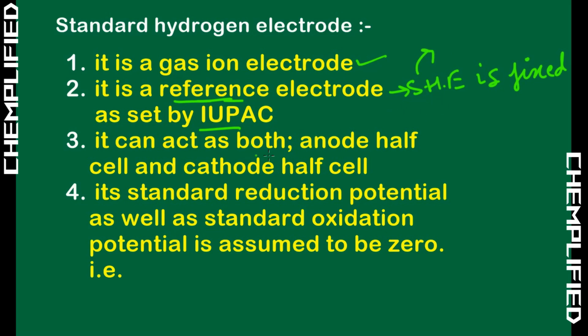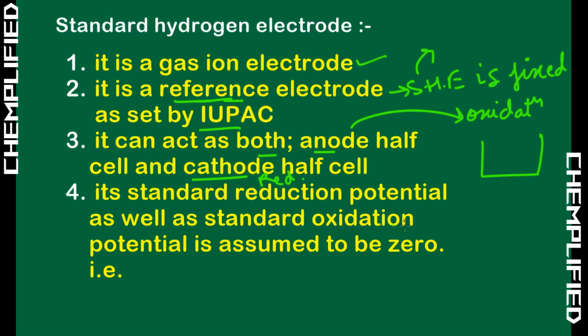Now it can act as both anode half cell and cathode half cell, which means we will have a single container and anode will also be there and cathode will also be there. At anode, what is going to take place? Oxidation will take place, and at cathode, reduction will take place, right?